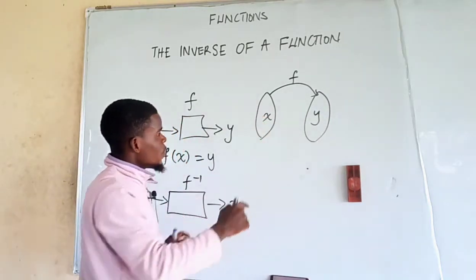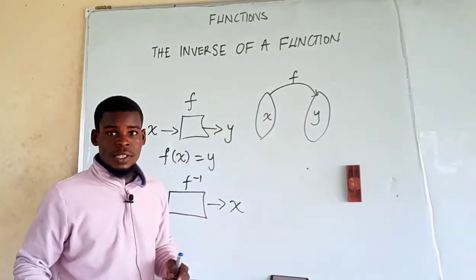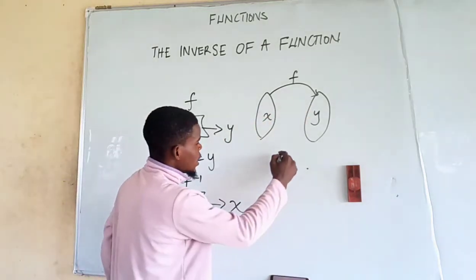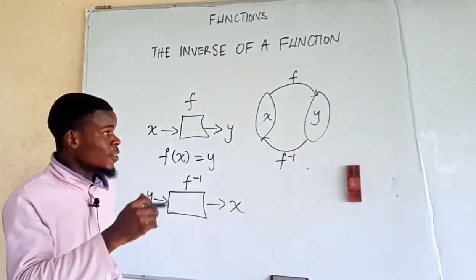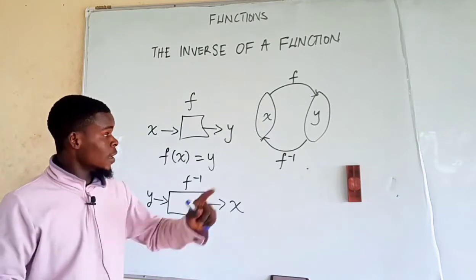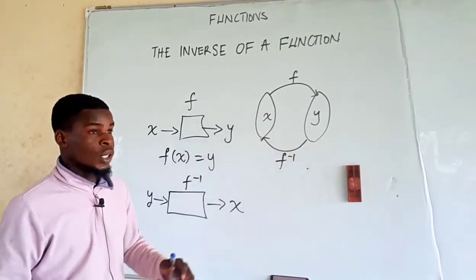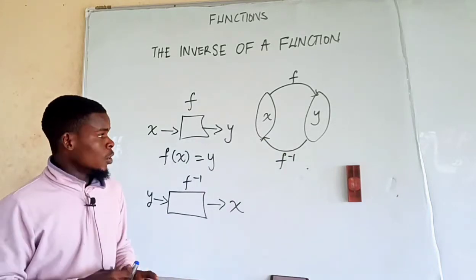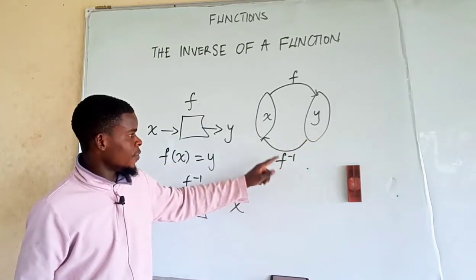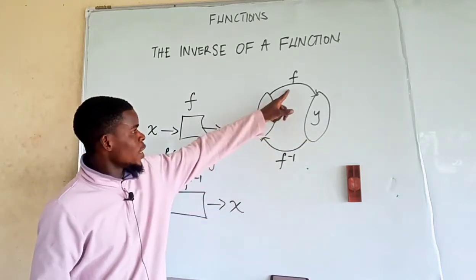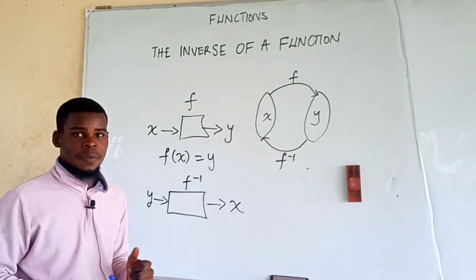So f takes every element in this first set called the domain into the second set called the range. But there is another function here called f inverse, the inverse of that one, that will be taking every element in the range set to the domain. So that means that the domain of this function will be this, while the range of f inverse is this part. But the domain of f is this one, while the range is this part. It's all about where the functions are being defined.